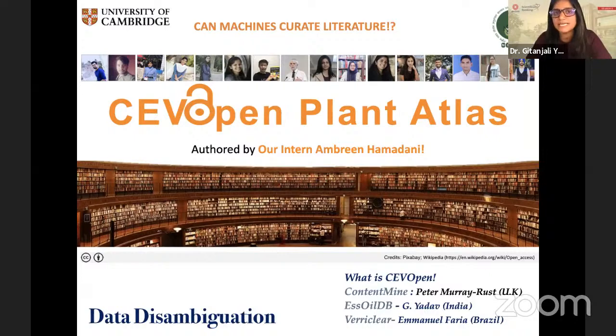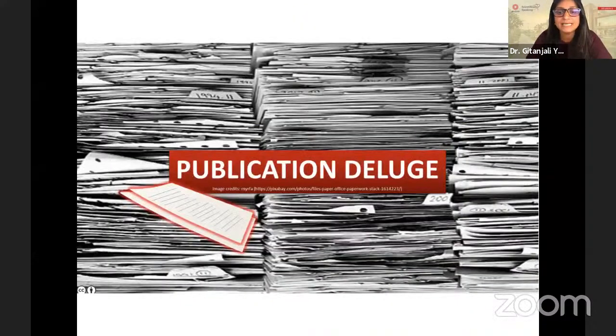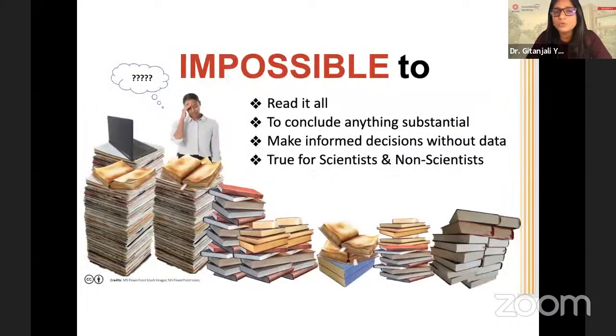The next couple of slides are made by our intern student Amreen Hamadani. She explained it so well that basically there's all of science at one place. And all of this science comes into published literature. So there's lots and lots of papers and books that you could read. But could you read all the books in the world? No, you couldn't, right? And so therefore, it's important to find ways of mining such full texts, and that's called text and data mining. Okay, so we are mining these repositories, and that is where we think we can make sense from the publication deluge, which is otherwise impossible for you or me to read everything.